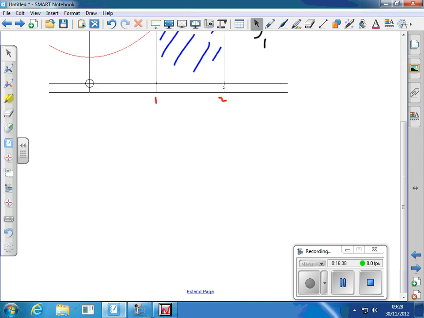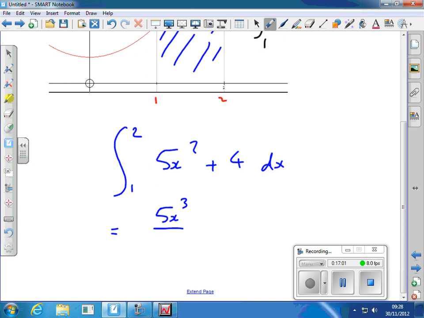So what I do is look at my table of standard integrals. I start off by writing down, integrate between 1 and 2, 5x squared plus 4 with respect to x. Now the notation is important here. What I do next is integrate it. Integral of 5x squared: add 1 to the power, divide by the new power, 5x cubed over 3. Integral of 4 is 4x, the x reappears. I don't put the c in because, as I'll discuss a bit later, I'm subtracting one limit from the other, so that constant disappears.